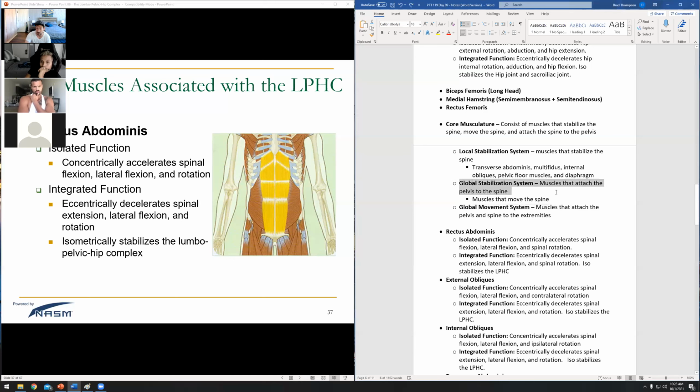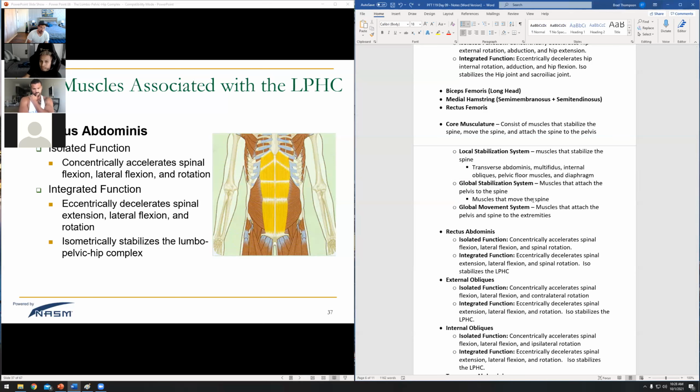Then you've got the global stabilization system. These are the muscles that actually move the spine. So the outer six-pack muscle, right? The abs on the outside that grab your sternum and pull you down like this, flexing the spine. Yeah, that's movement. That's the muscles you see. So planks stabilize the spine. They don't really make your abs any bigger. Crunches move your spine. That's the six-pack definition we're all going for.